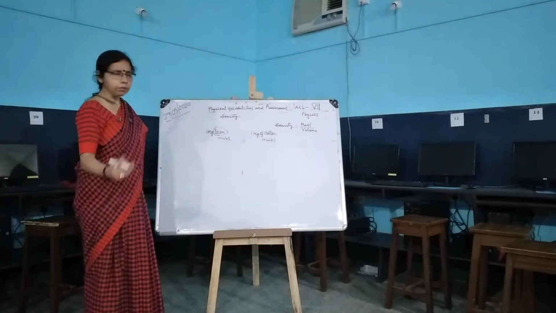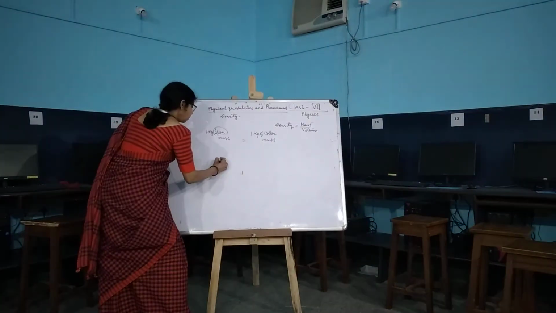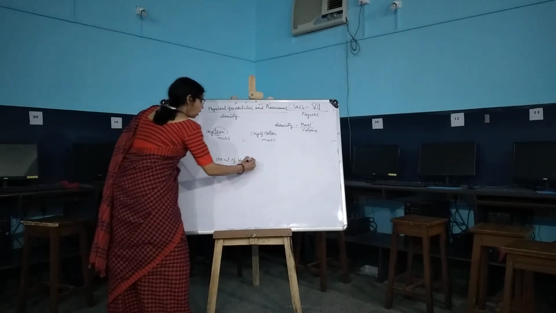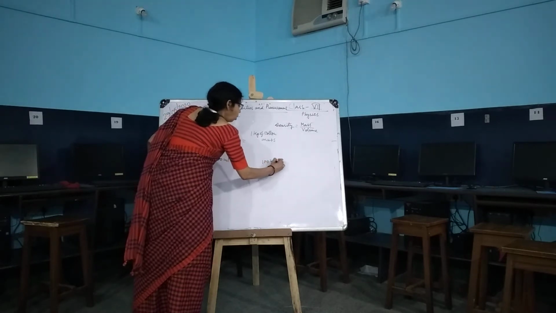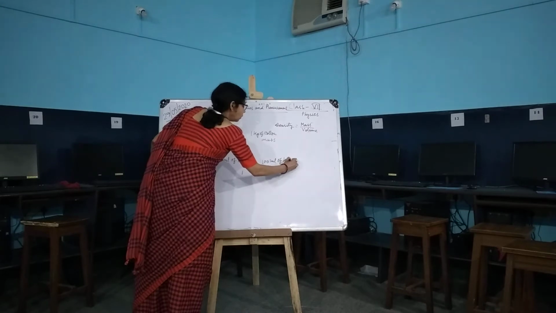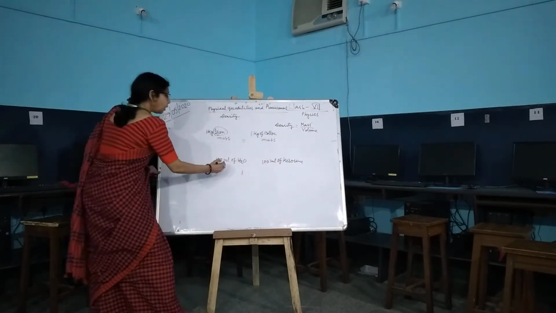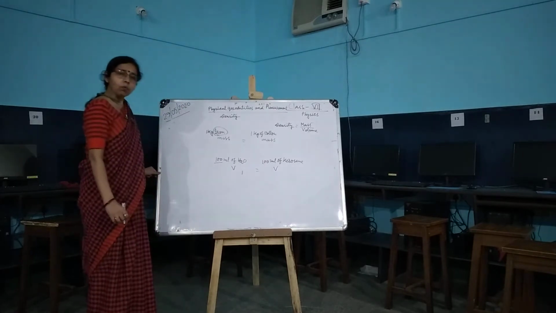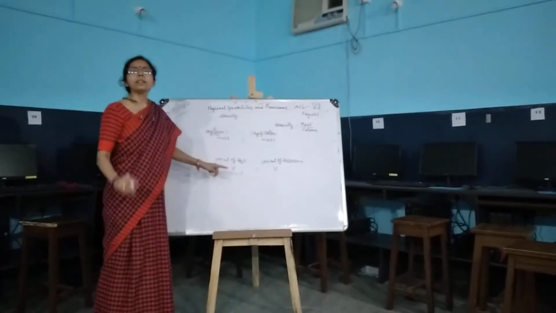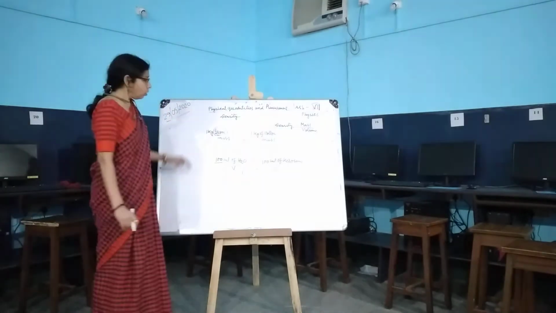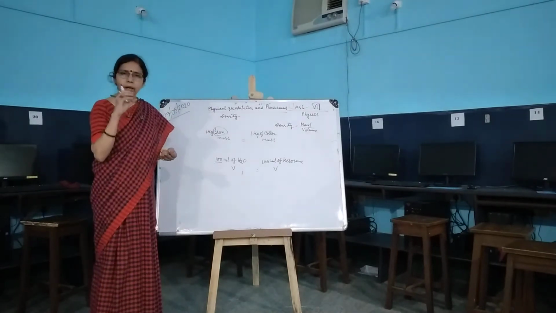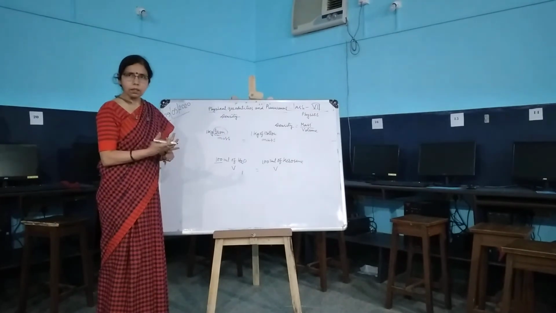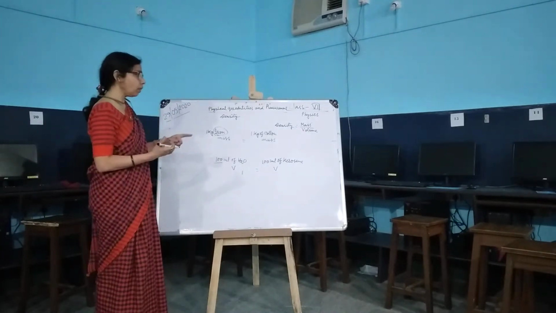Similarly, if we take 100 ml of water and 100 ml of kerosene, here the volume is the same in both cases. But we get that the mass is different. So when we want to know the density of an object, we require two things. One is the mass, and another one is the volume.